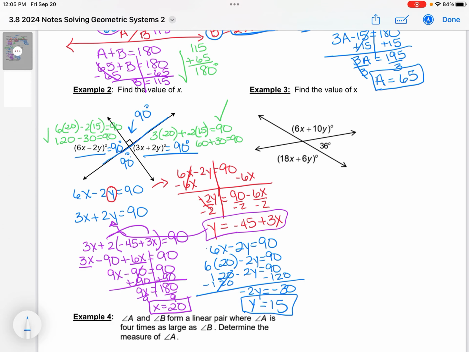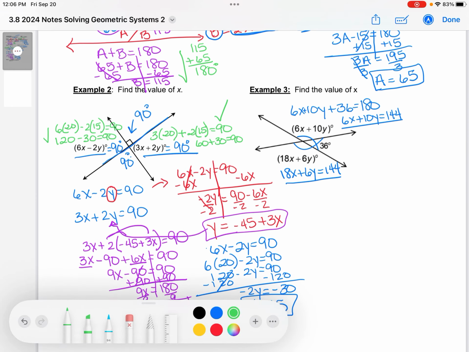All right, let's see if I can keep this kind of short and tiny writing for this next one. Okay, so here's 2 things I see. I see a linear pair and I see a linear pair. So if I know 6x plus 10y plus 36 equals 180, I can simplify it ahead of time by putting 6x plus 10y equals 144 because I went ahead and subtracted the 36. So here's my first equation I'm going to use. My second one is going to be 18x plus 6y equals 144 because I'm going to go ahead and subtract 36 from 180.